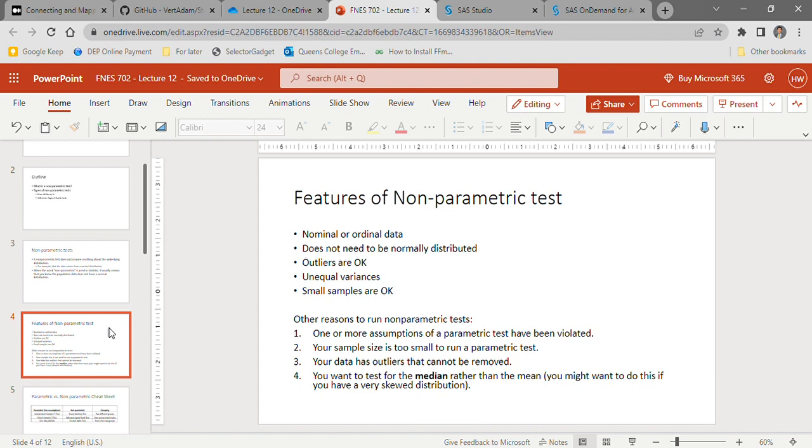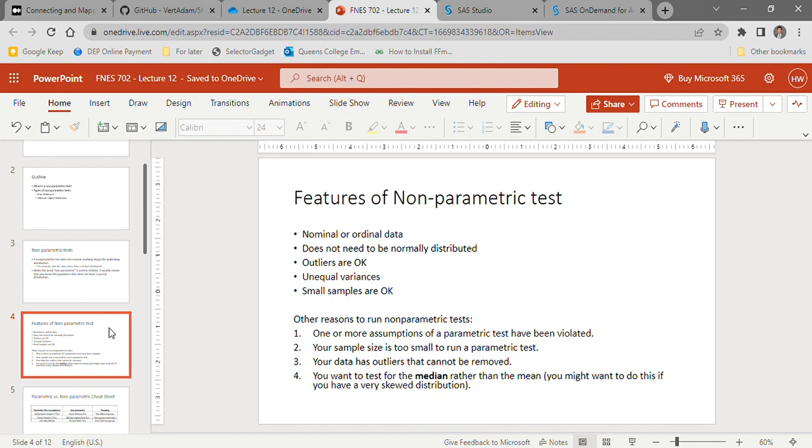And then the last thing, and this is one item that we really haven't talked about, is sample sizes, right? If the sample sizes get too small, non-parametric tests are okay. They're okay with dealing with small sample sizes, so just keep that in your mind. Other reasons to run a non-parametric test: one or more of the parametric test assumptions have been violated, right?